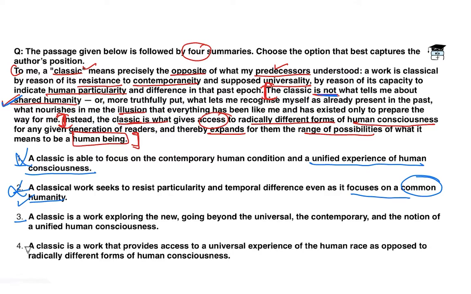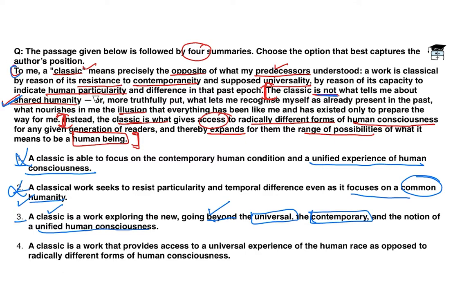Option 3. Okay. A classic is a work exploring the new, going beyond the universal, the contemporary, and the notion of unified human consciousness. Now in the statement, I can see that they're talking about classic going beyond the universal, the contemporary, and the notion of unified human consciousness. Something is going beyond, and that something is classic, right? So this statement actually matches with the first 4 lines of the paragraph.